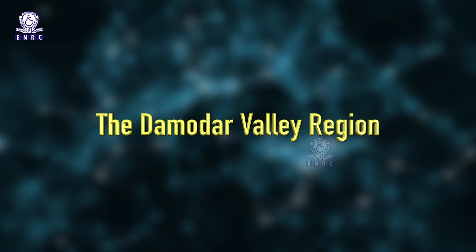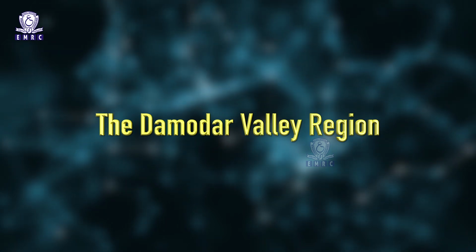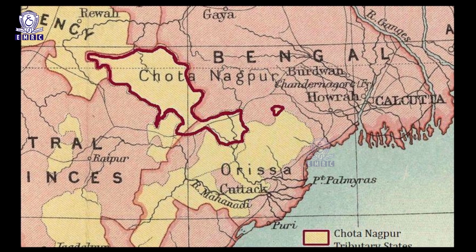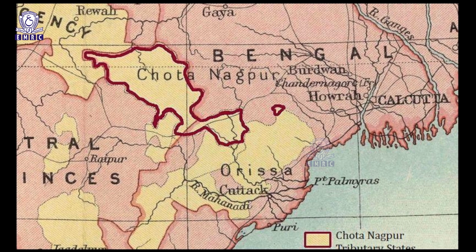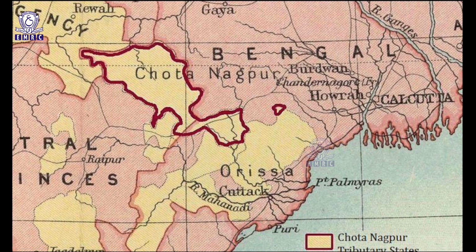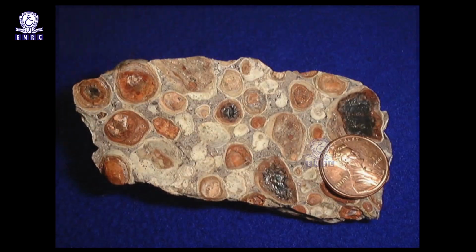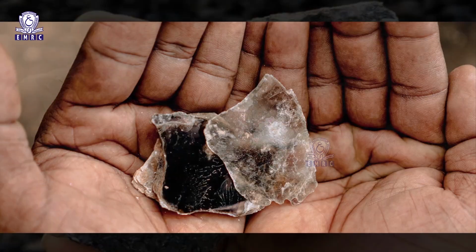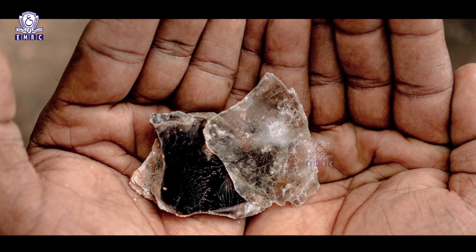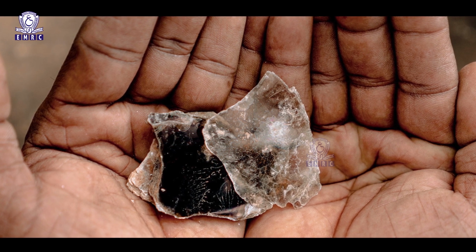Now let me take you to the Damodar Valley region. The mineral-rich area of Chota Nagpur is now one of the most developed industrial regions in India. The availability of local coal, iron ore, bauxite, limestone, manganese, mica and other minerals have attracted a large number of mineral-based industries. Besides minerals, proximity to Kolkata market, cheap labor and high demand also facilitated the development.